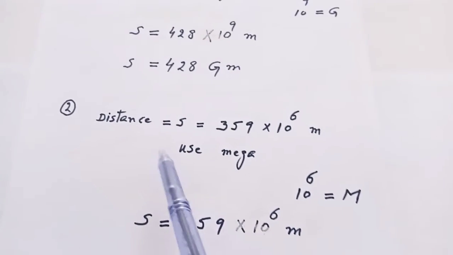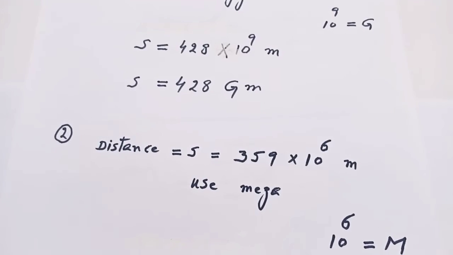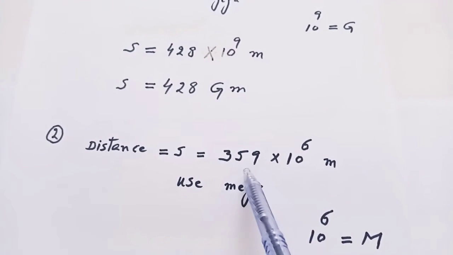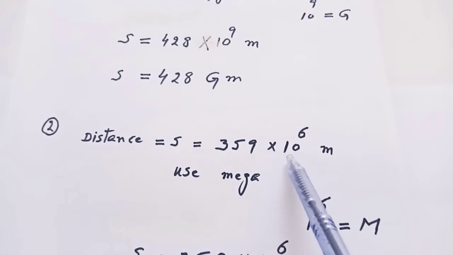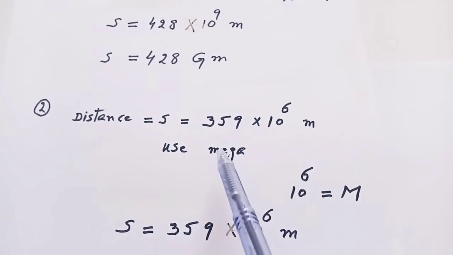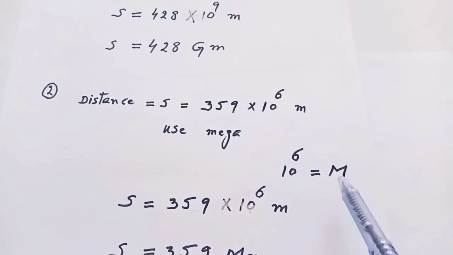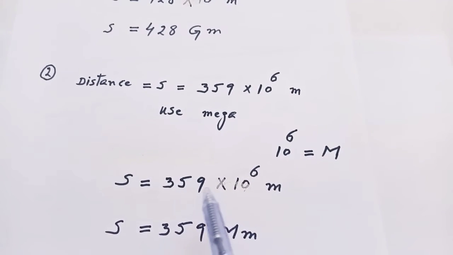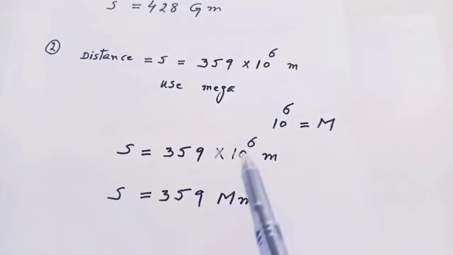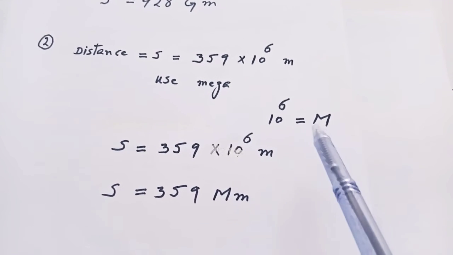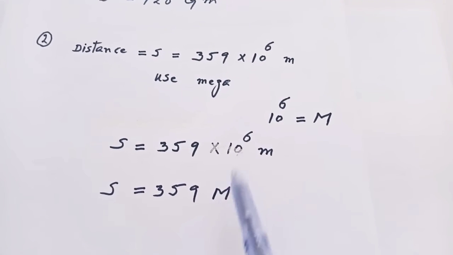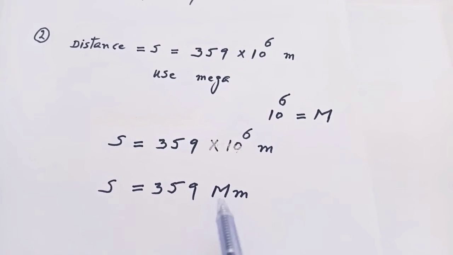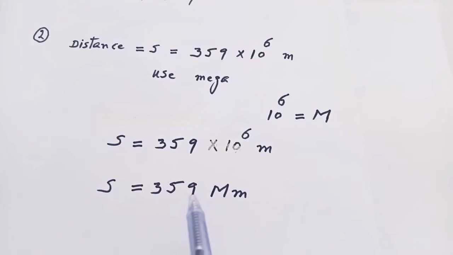This is the next measurement. Distance is 359 multiplied by 10 power 6 meter. Use mega. Now 10 power 6 is mega. So this measurement we write as 359 multiplied by 10 power 6, and 10 power 6 is equal to mega. So in place of 10 power 6 we use mega, capital M. So we have used mega as the prefix. So distance is 359 megameter.